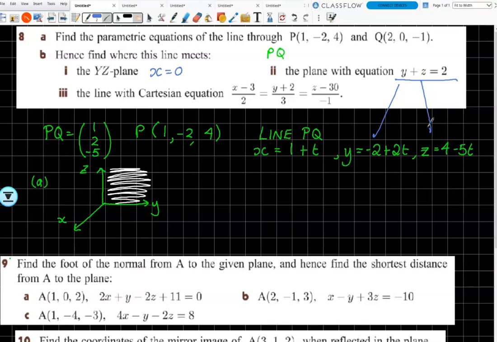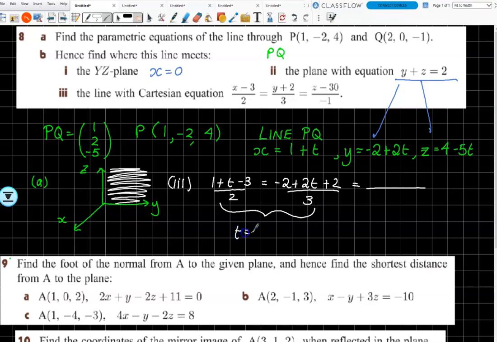Now part 3 is pretty much the same thing. We are still going to sub. In place of x, we will sub 1 plus t take 3 over 2. Agreed? This has to equal what, my friends? Minus 2 plus 2t, so I'm slapping in the y, plus 2 over 3, and it also has to equal the z bit. Now, that's excessive, right? I would go off and solve that one, but when I get my value for t, you must check that it will work for that.